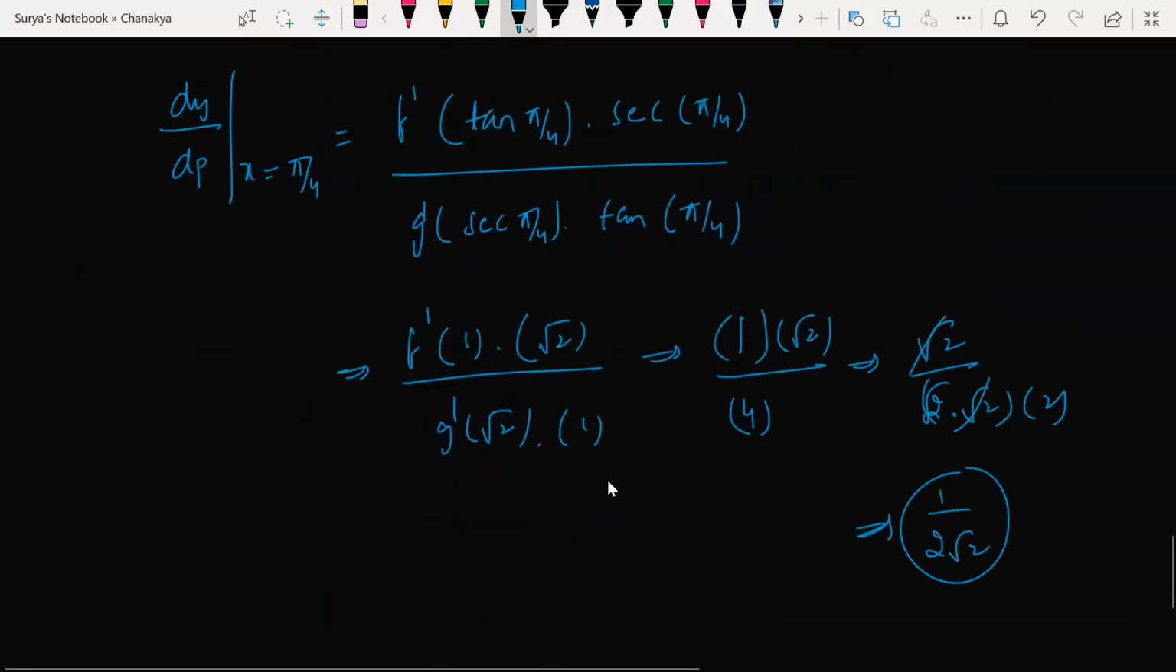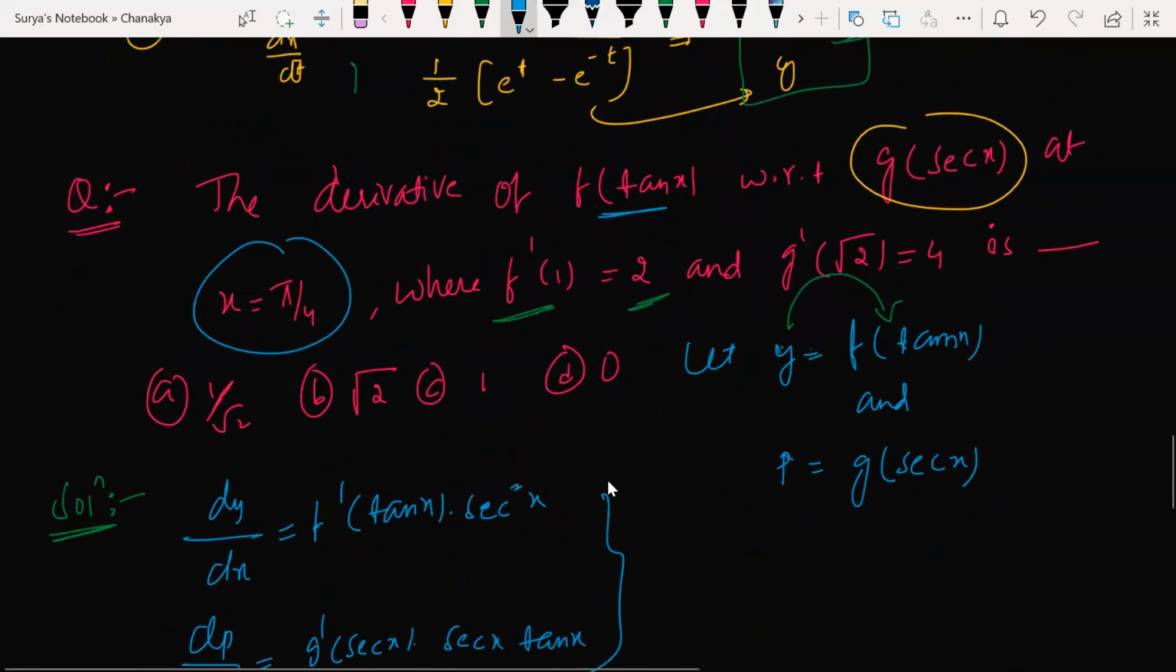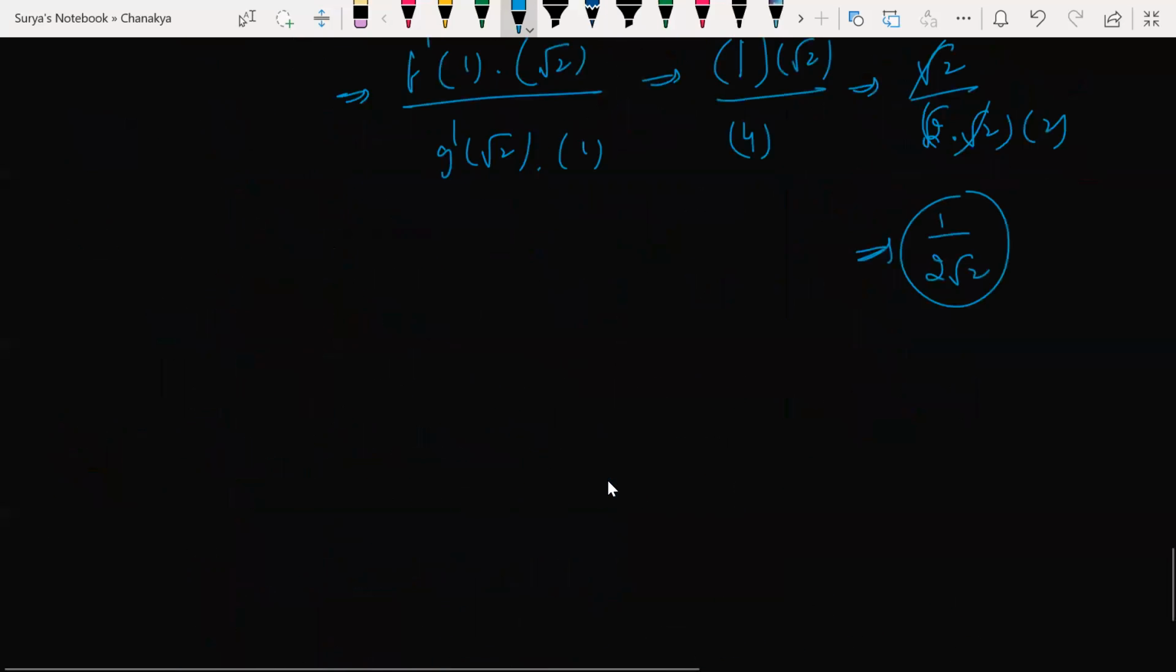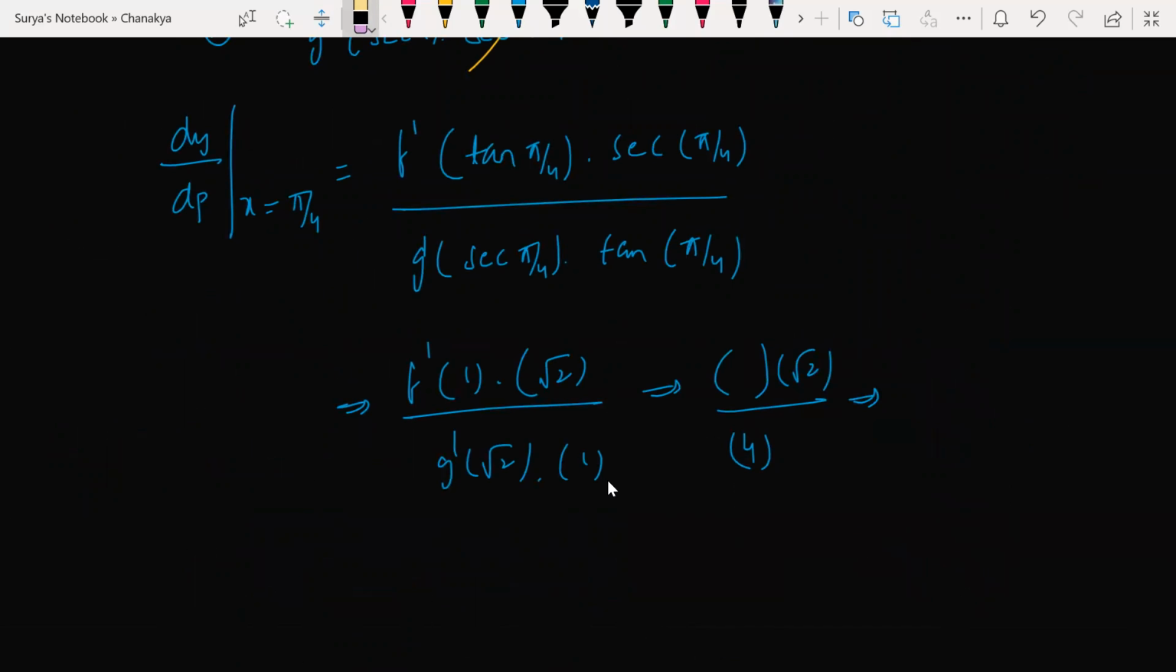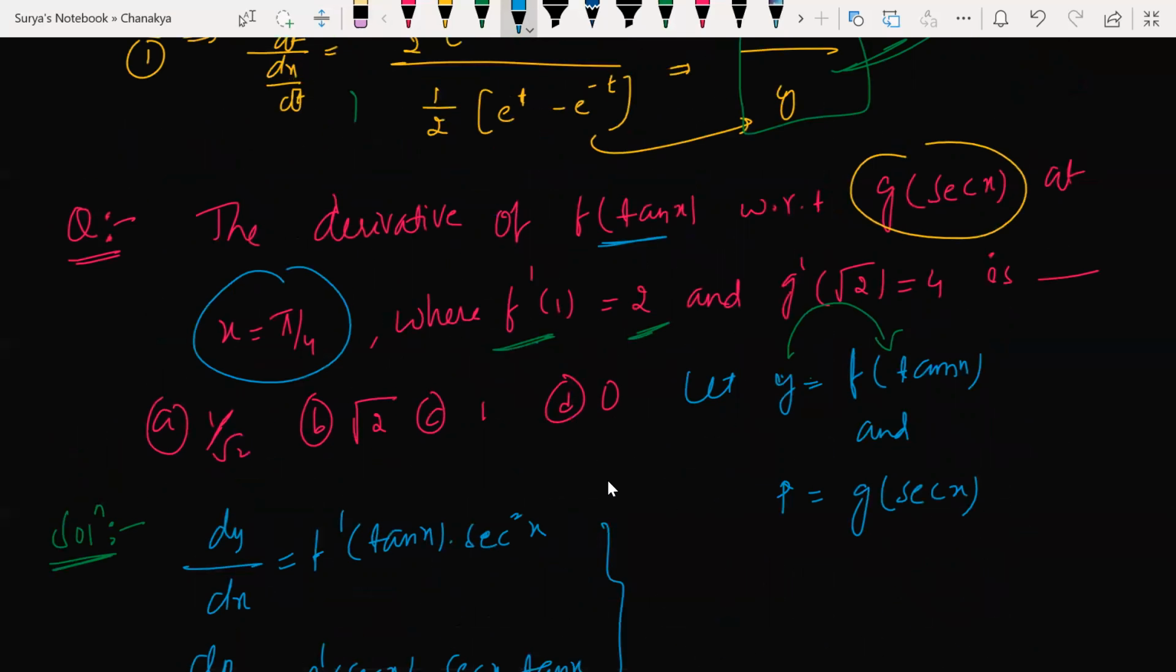Sir, f dash of 1 is 2. Oh my goodness, sorry, yes. F dash of 1 is 2 here. So 2 root 2 in the numerator, and 4 can be written as 2 into root 2 into root 2. The 2 root 2 will get cancelled. 1 by root 2 is the answer. Option A is correct.